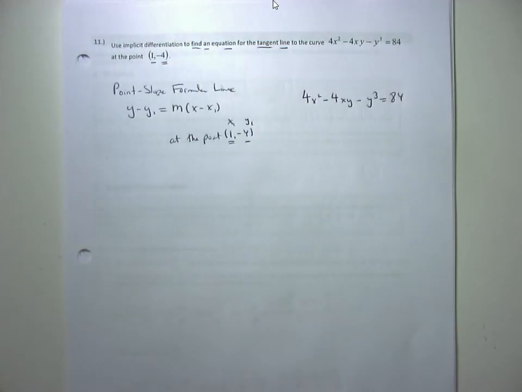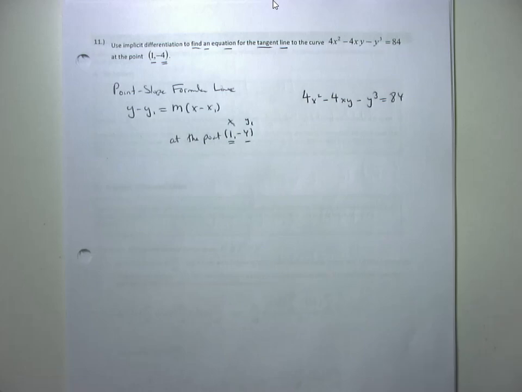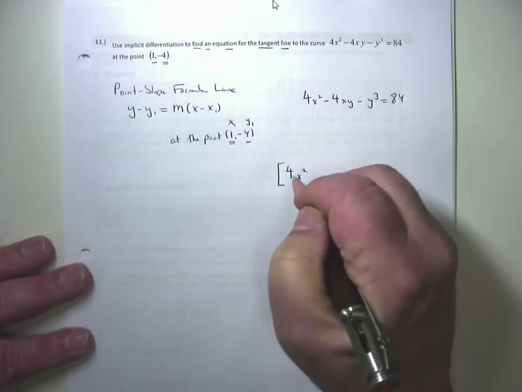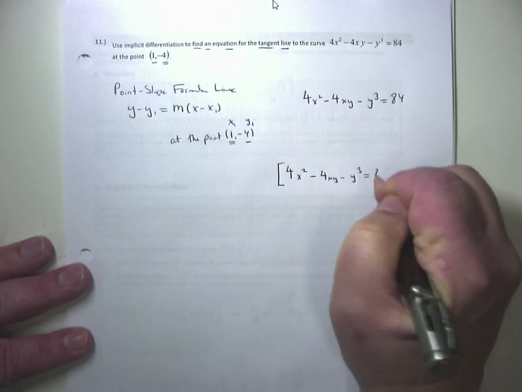So I've got the point, and this is nice in the sense that when we always did them before, they just gave you x equals 2 and you had to plug it into the equation to figure out y. But with these implicit style equations, they're going to give you the actual point, 1, in this case, negative 4. Now, the next thing I need is the slope of the tangent line. So I'm going to take my equation, 4x squared minus 4xy minus y cubed equals 84.